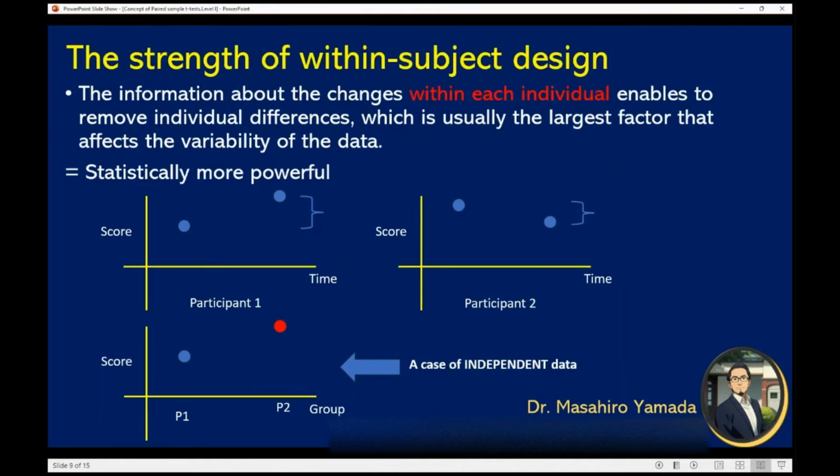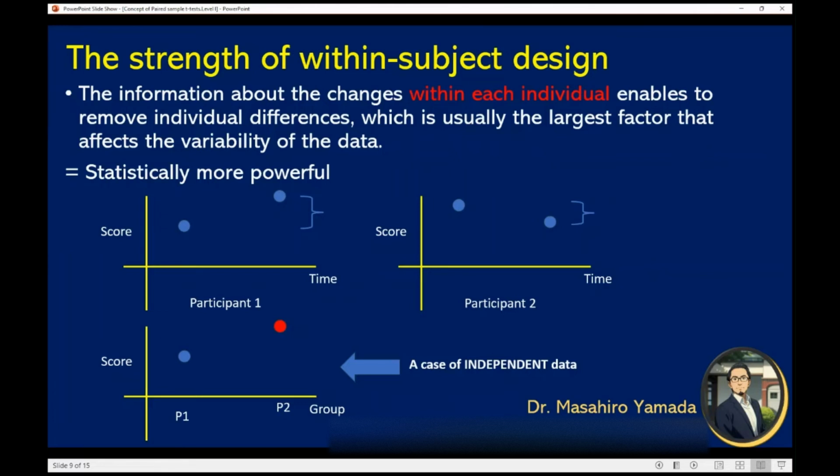So, the strength of this within subject design is because you have two observations for each participant, you can measure the change within each individual. So, it allows you to observe individual differences. If you know the individual differences, then you can remove that. And this individual difference is one of the largest factors affecting the variability of the data. So if you can remove that, you can get better statistical results.